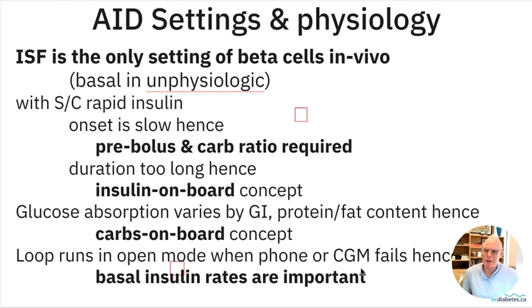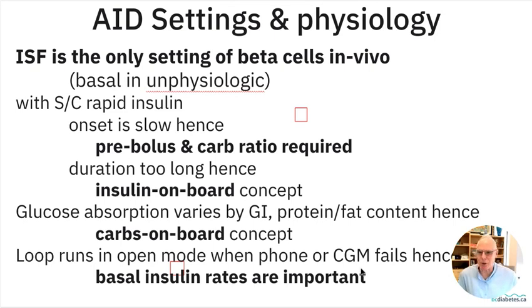Let's talk briefly about AID settings and physiology, because I think it helps understand where we're at and where we're going with the technology. In mammalian physiology, ISF, or insulin sensitivity factor, is the only setting that beta cells have. Beta cells can switch on and switch off insulin release instantaneously. They have their own built-in sensor at around glucose of 5.5. So the concept of giving a basal insulin is just unphysiologic.